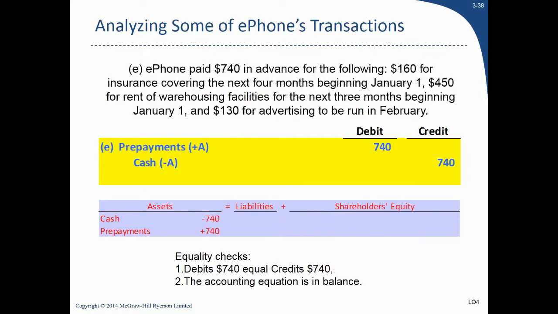All right, ePhone paid $740 in advance for the following. We paid $160 for insurance for the next 4 months, $450 of rent for the next 3 months, and $130 for advertising to be run in February. Let's assume it's January 1st. So we've paid all of these service providers. They haven't done anything for us yet, right?